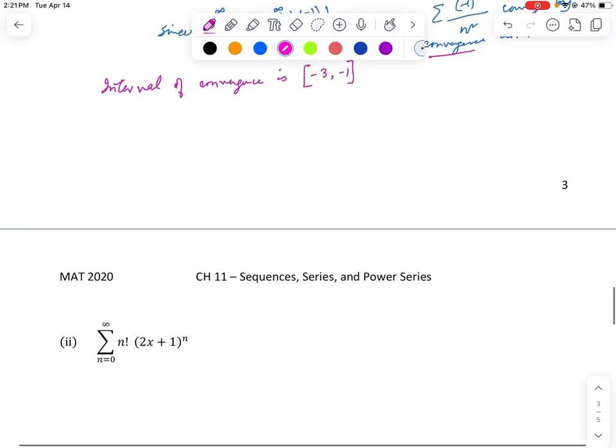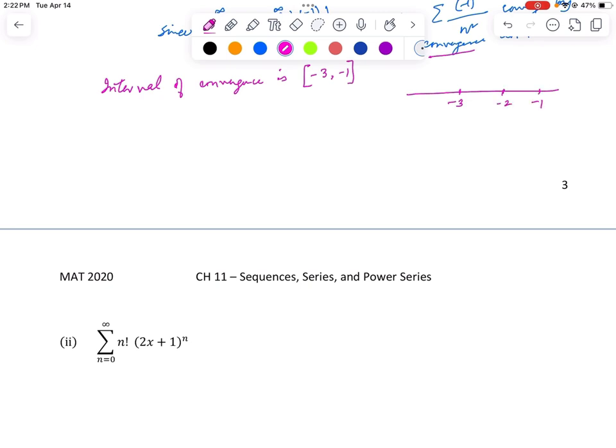What do you do? You find the length of the interval. So this is negative 3, and there will be a negative 2 here, and then a negative 1. So we are talking from negative 3 to negative 1. So this is the middle point, and this is your R. So R is 1. Radius of convergence is 1.